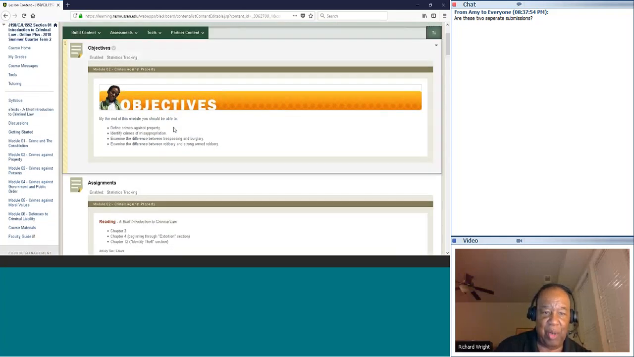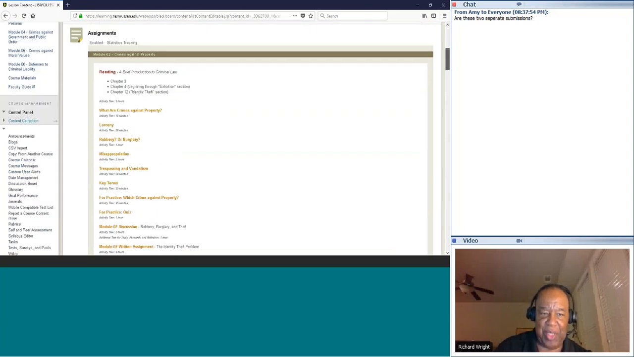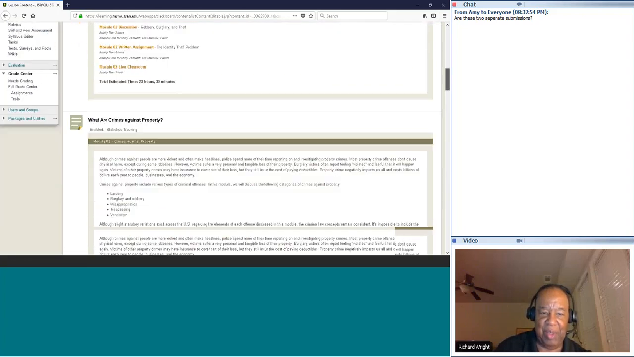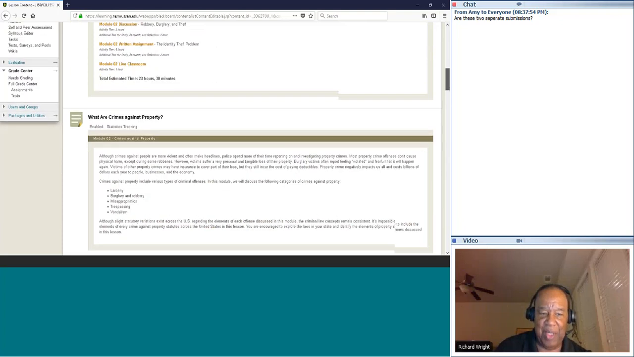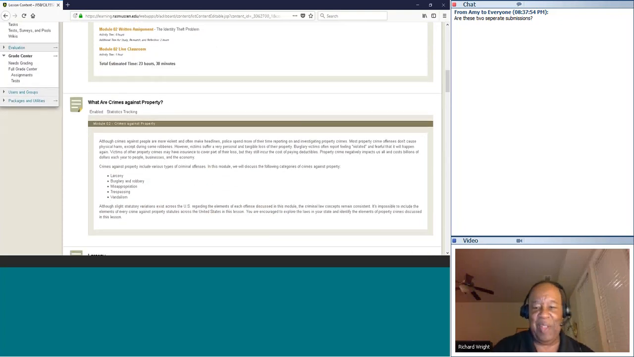So we're talking about crimes against property, misappropriation, the difference between trespassing and burglary, and the difference between robbery, strong arm, or either robbery or armed robbery and burglary. So, again, these are your assignments. So let's get down here. So let's talk about this. So the law is pretty clear. There are certain elements that are necessary in order to be charged with these crimes.